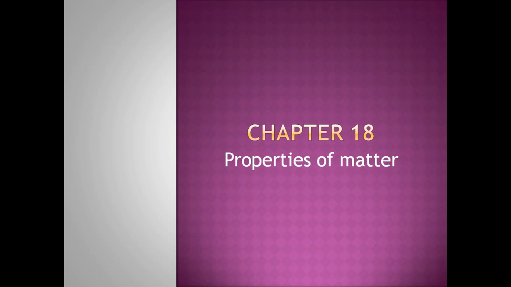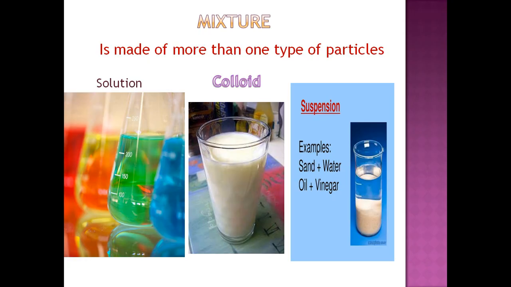Okay. And we said also the types of matter. It may be pure or mixture. What is the difference between them? Pure, like the table salt, like the sugar. This is pure because it's made of only one type of particles. What about the mixture? The mixture differs because it's made of more than one type of particles.